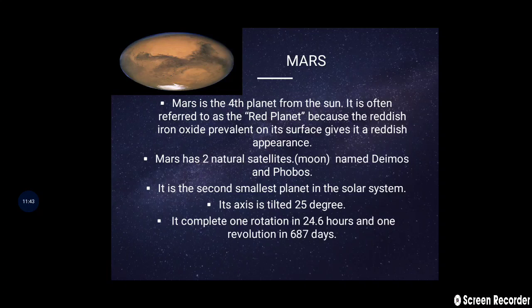The next planet is Mars. Mars is the fourth planet from the sun. It's often referred to as the red planet because the reddish iron oxide prevalent on its surface gives its reddish appearance. Mars has two natural satellites, or two moons. The names of the two moons are Deimos and Phobos. It's the second smallest planet in the solar system. Its axis is tilted by 25 degrees. It completes one rotation in 24.6 hours and one revolution in 687 days.